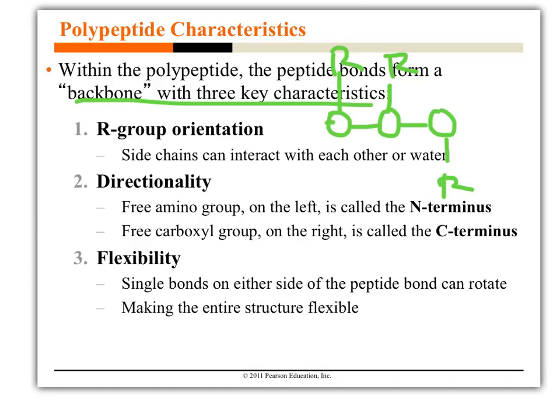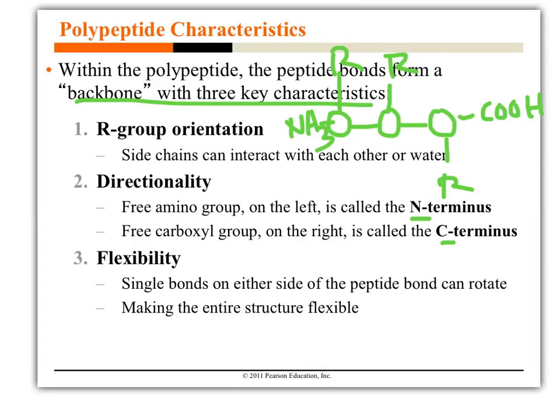Directionality: the end where the amino group sticks off is called the N terminus, the amino terminus. The end where your carboxy group sticks off is called the C terminus, the carboxyl terminus.